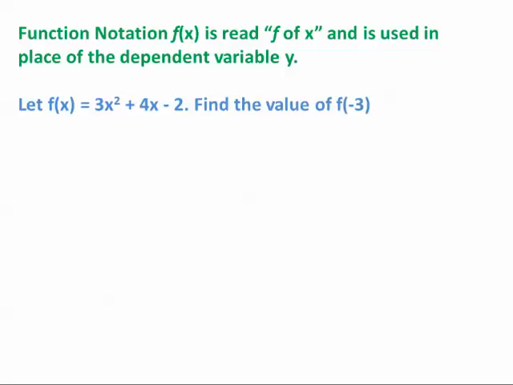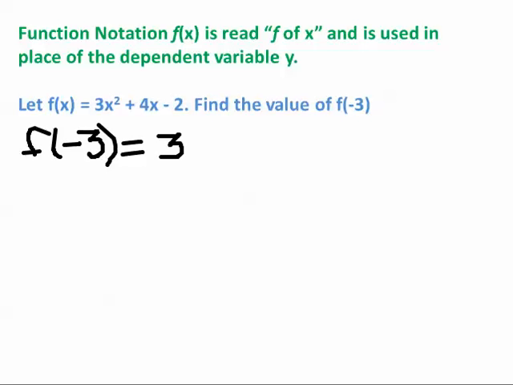We have f of x equals 3x squared plus 4x minus 2. And they want you to find the value of f of negative 3. Now then, this negative 3 took the place of what? That's right, it took the place of the x. Negative 3 went in for the x in your parentheses. So what do you think you're going to do with this negative 3 in your function? Perfect, you got it. You're going to plug that negative 3 in for x.